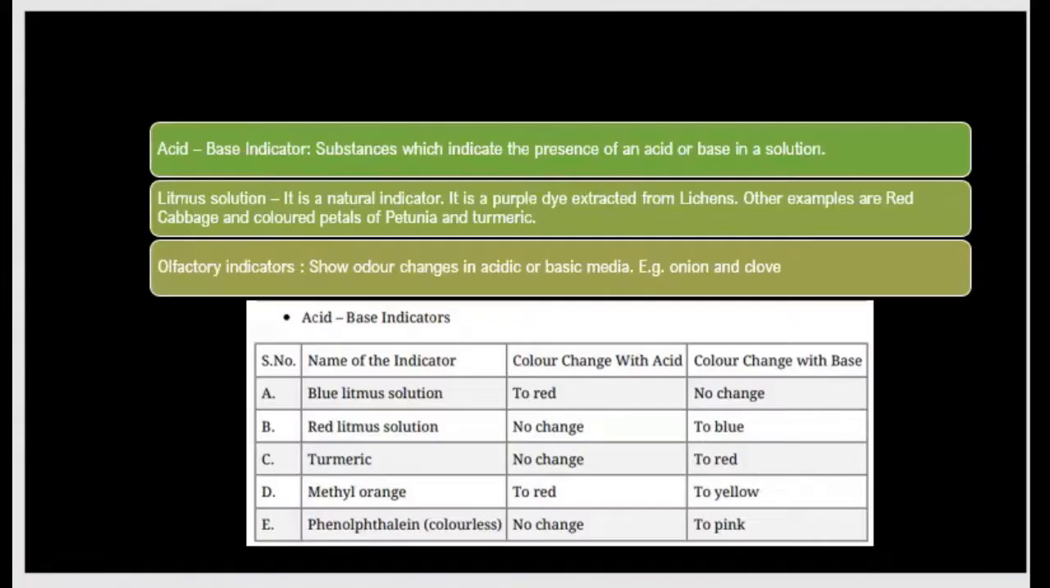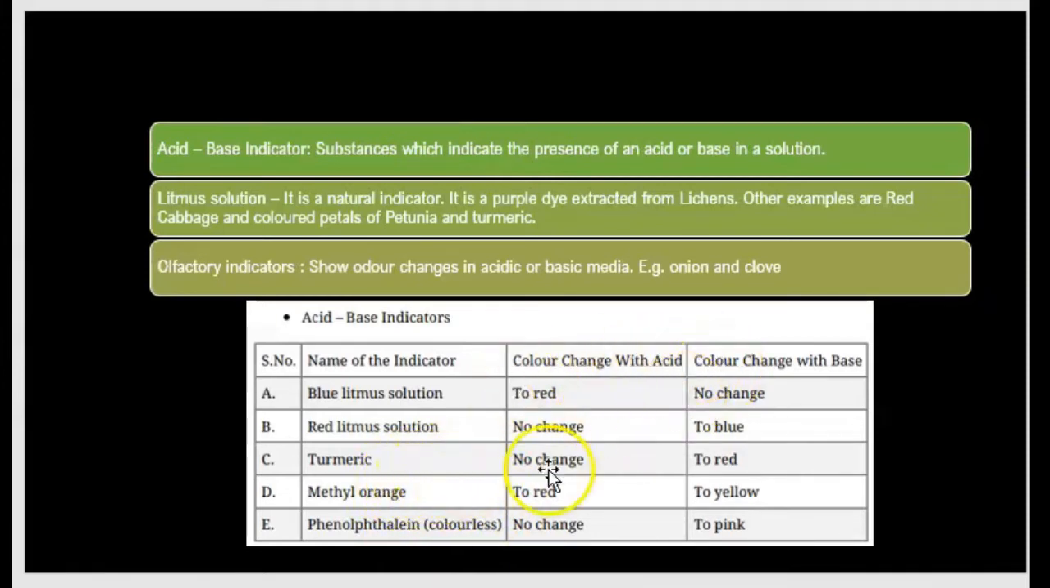Coming to olfactory indicators, what do we mean by olfactory indicators? Olfactory indicators show odor changes in acidic or basic media, which means we can analyze whether it is an acid or a base through smell. Examples are onion and clove. Some of the acid-base indicators are blue litmus solution, red litmus solution, turmeric, methyl orange, and phenolphthalein. Phenolphthalein is actually a colorless solution. Methyl orange, as the name implies, is a red-orange color solution.